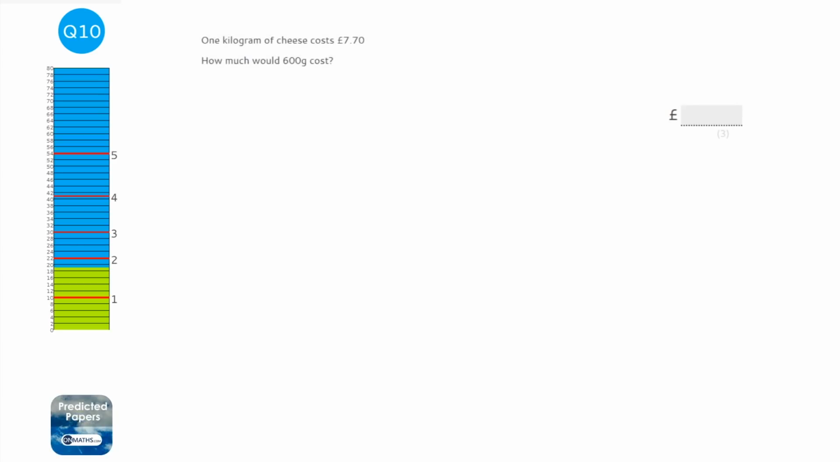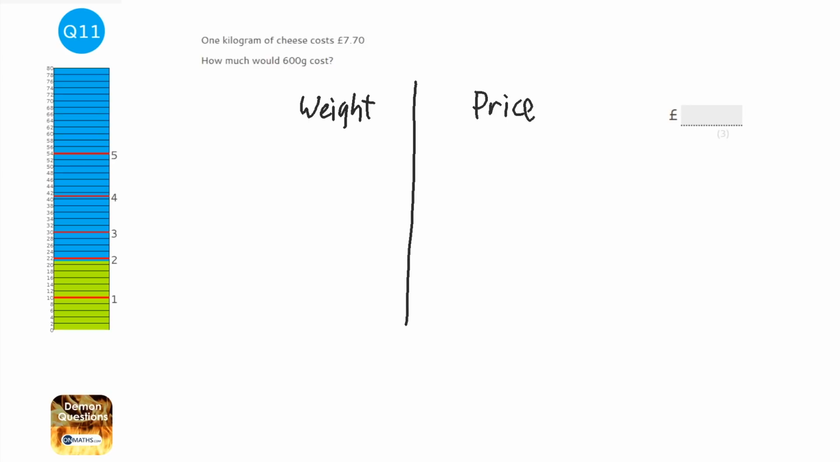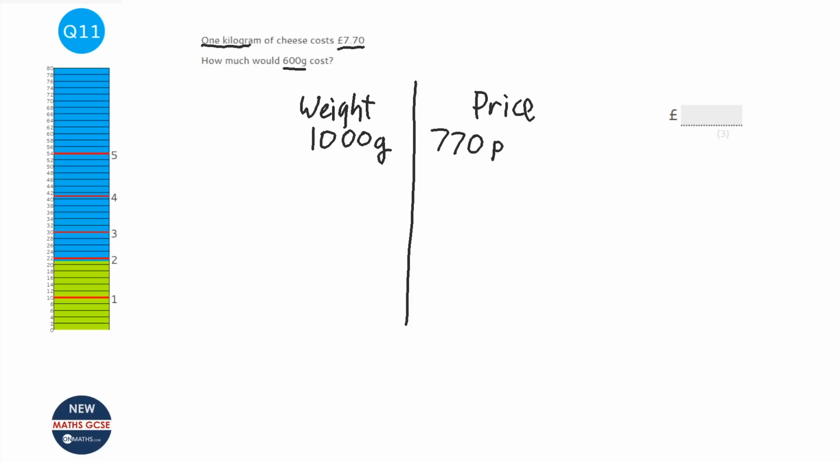So we're told 1 kilogram of cheese costs £7.70. How much would 600 grams cost? Well, first of all, I'm going to have weight, mass, and price. And I'm just going to split them down the middle. So the weight, well, 1 kilogram is not going to help us because this one's in grams. So I'm going to convert that to grams. So it's 1,000 grams. And I'm going to convert this into pence. So 770 pence.